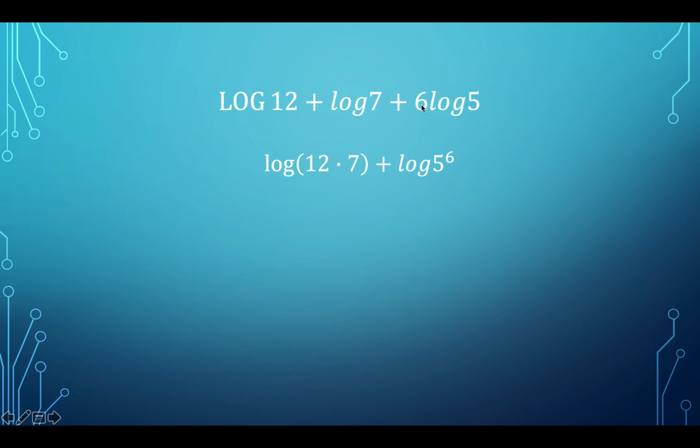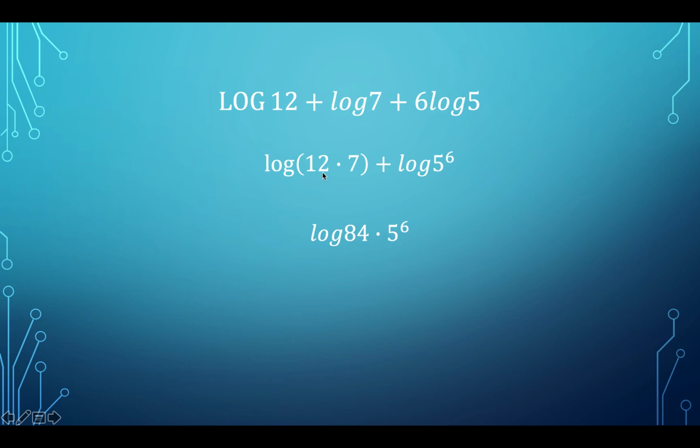What does that 6 mean? It means it's an exponent. So I did that. I simplified it right over here. So we have log 12 times 7 plus log 5 to the 6th power. Simplify it once more. Why? Because we want to get rid of this addition sign. So now we have log 84 times 5 to the 6th power.